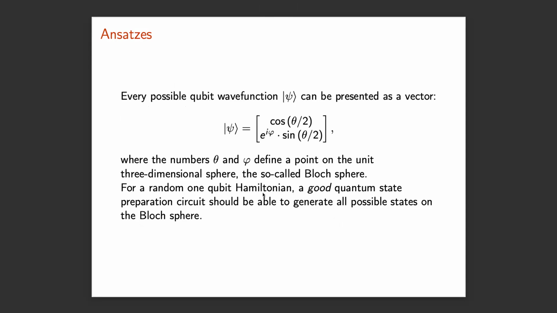So every wave function is actually represented as this state vector. So this is the 0 state, and this is the 1 state. This just represents a random position on the Bloch sphere. And for a random 1-qubit Hamiltonian, a good quantum state preparation circuit should be able to generate all possible states on the Bloch sphere.